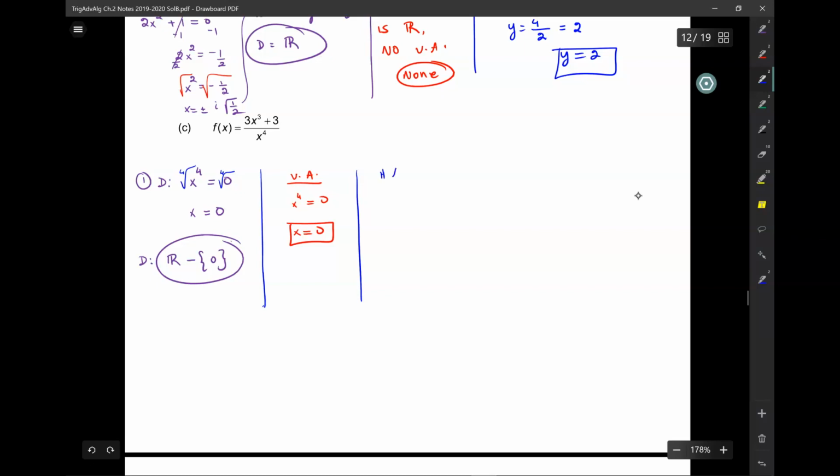Horizontal asymptote. 3x cubed over x to the 4. What do you think? There is one. It's y equals 0. When you have more x's on the bottom, it's y equals 0.